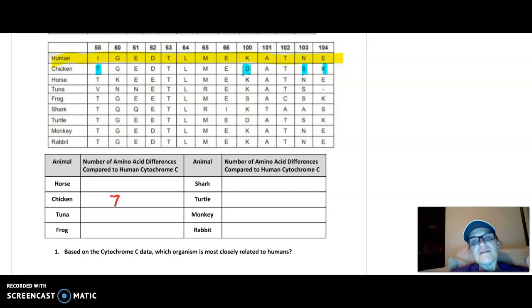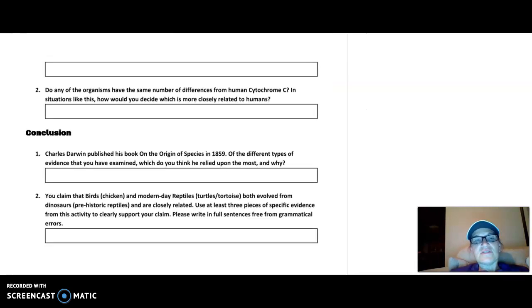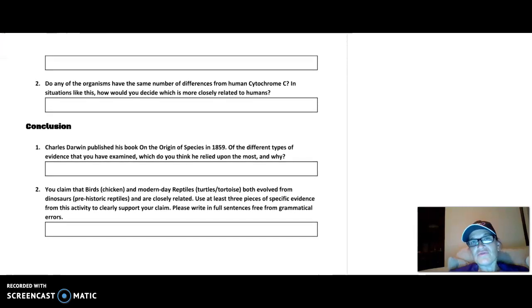And so at the end of this whole activity, what I'm asking you guys to do is go ahead and answer some conclusion questions. Number 1, Charles Darwin published his book On the Origin of Species in 1859. Of the different types of evidence that you have examined, these 4 types of evidence, which do you think he relied upon the most and why?